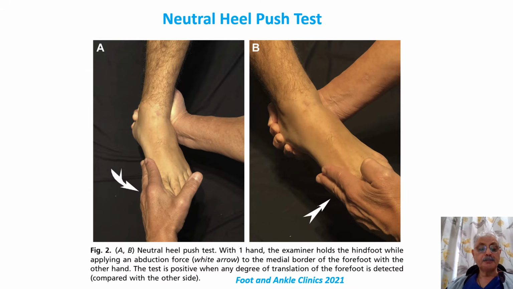As I mentioned in the previous slide, the midfoot and forefoot abduction is due to spring ligament incompetency. A special test designed to check the competency of the spring ligament is the neutral heel push test, in which the examiner holds the hindfoot while applying an abduction force to the medial border of the foot with the other hand, and if you see translation which is more than normal, it may suggest an incompetency of the spring ligament.